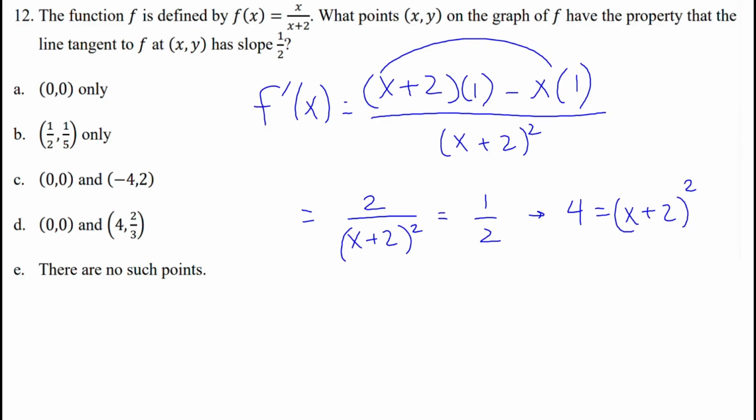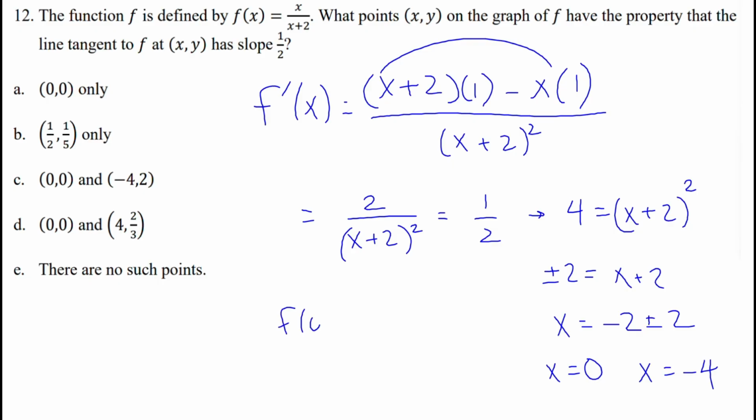Square root both sides to get x plus 2 is equal to plus or minus 2, or x is negative 2 plus or minus 2. So x is equal to 0, or x is equal to negative 4. We do want to make sure that our function is actually defined at those points.